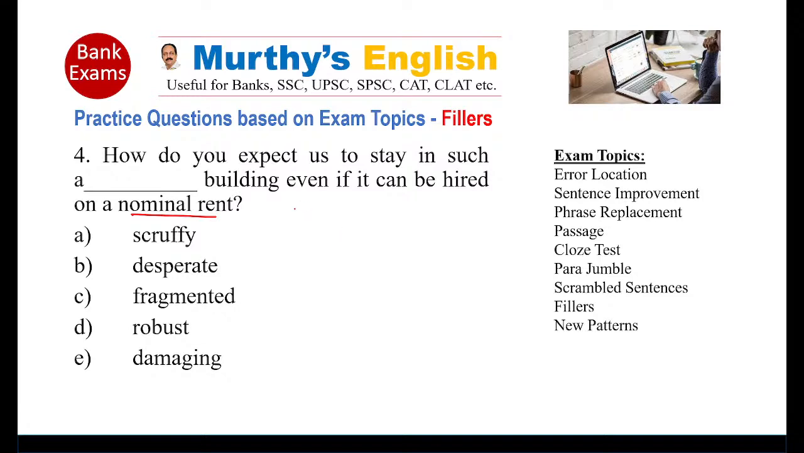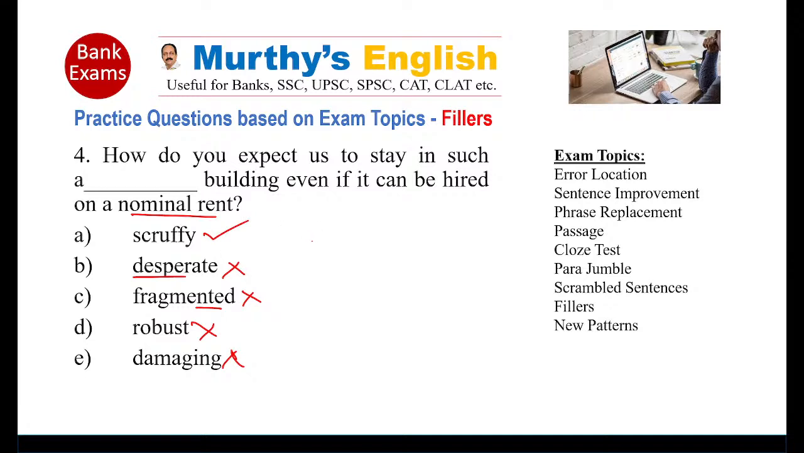First, you have to understand that. Desperate building, desperate goes with persons, not with building, not the right combination. Desperate means badly in need of, desperate for a job. Fragmented building, perhaps you can consider, hold that one. Robust, strong building, then why should we ask the question? Damaging building, damaged building would have been better, not damaging building. Fragmented building, fragment means a part, to divide, to be broken into pieces. Does not go with this context.